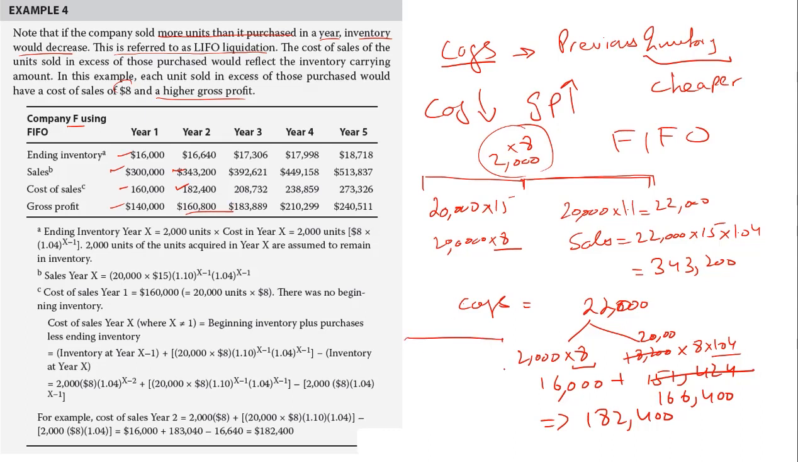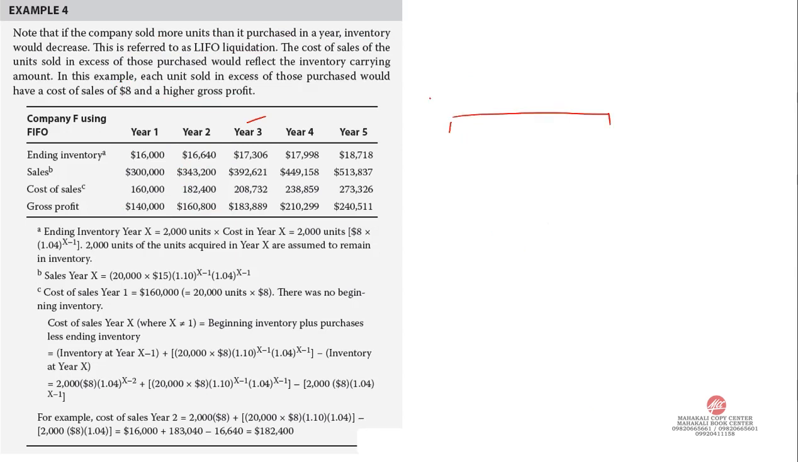And as far as your ending inventory is concerned, previously we sold this and now we are left with 2,000 units. Now this ending inventory would consist of 8 into 1.04, because this is your new purchase price. So 2,000 into 8 into 1.04 is 16,640. Now as far as year 3 is concerned, at the end of year 2 we had 2,000 units into 8 into 1.04, that is your purchase price. This is your end of second year, this is your end of year 3.